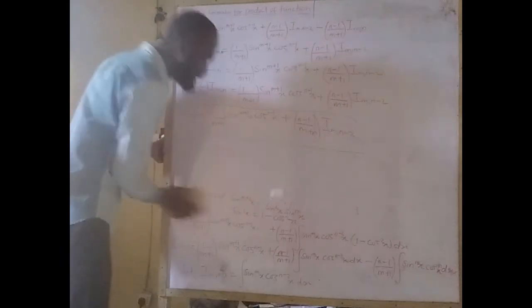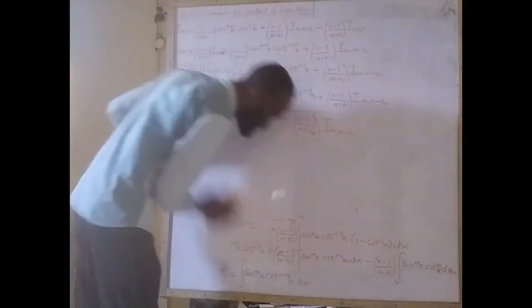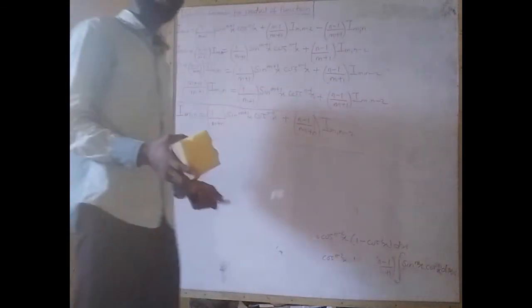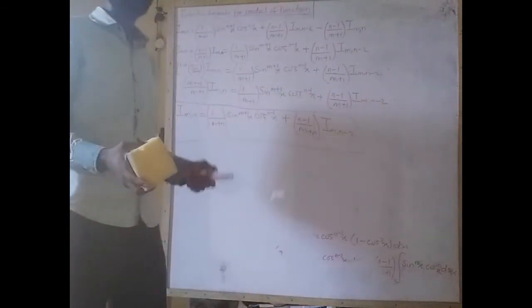Now, at the beginning of the question, I told you I split cos. You can also split sine. If you split sine, your u will just be what? The sin^(m-1) x.